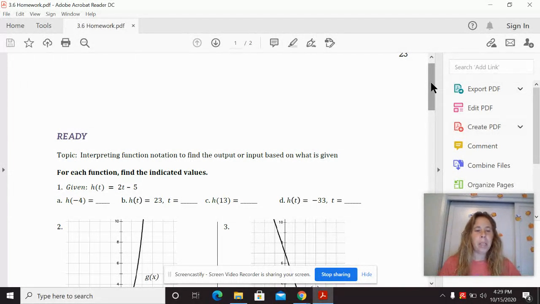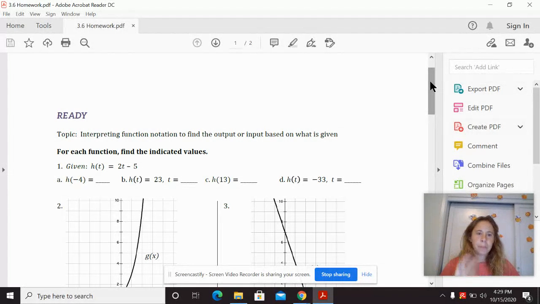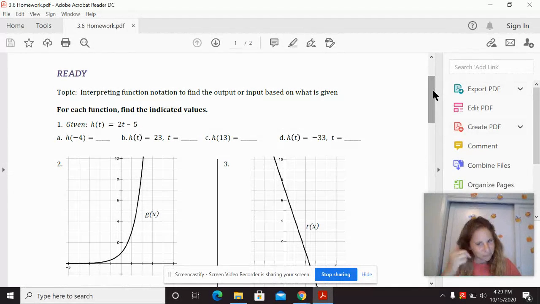Okay. For each function, find the indicated values. So h of t equals 2t minus 5. They say, what is h of negative 4? So they want you to substitute negative 4 in for t. T is negative 4.